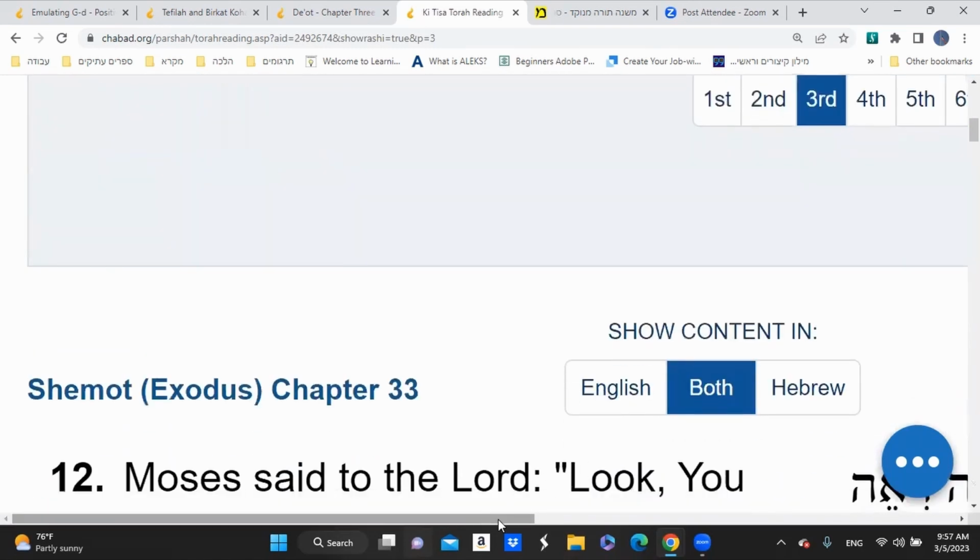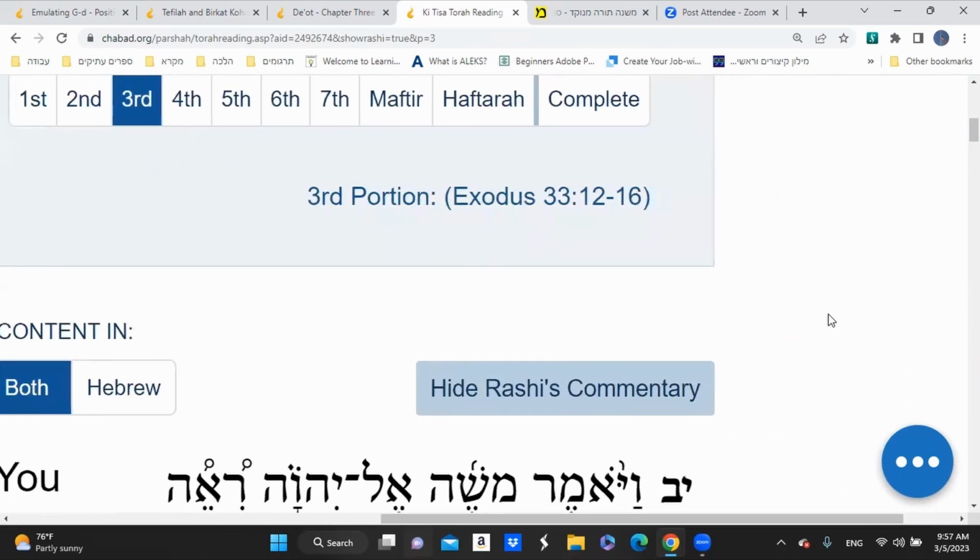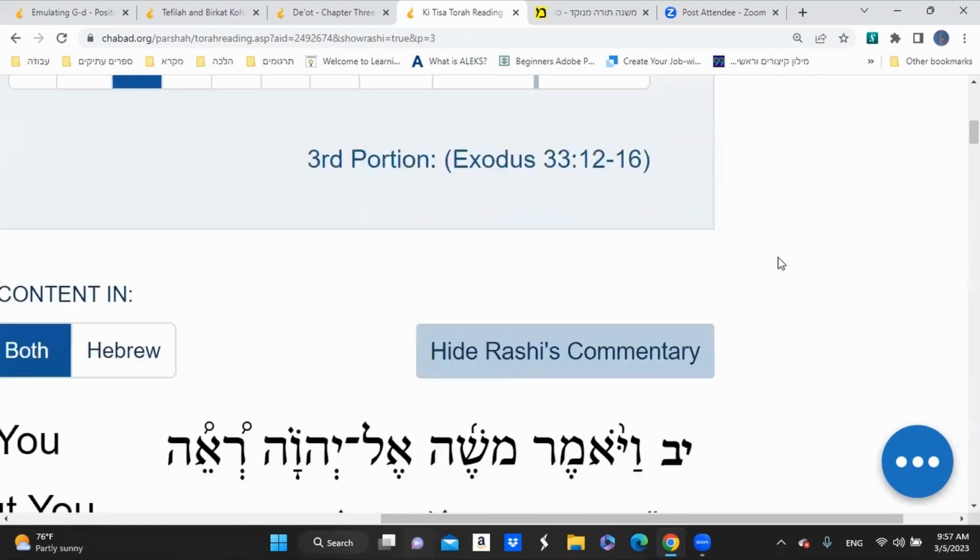Third Aliyah of Parashat Ki Tisa. Exodus chapter 33, verse 12 through 14.